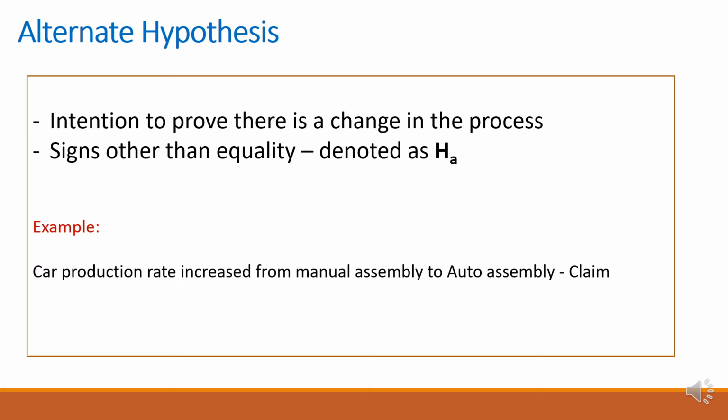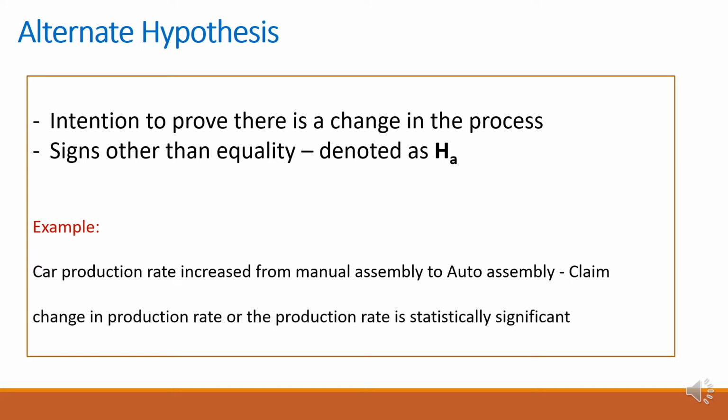We'll see with the same example. Car production rate increased from manual assembly to auto assembly. So here the change in the productivity is statistically significant. That means there is no sample error. The changes may have actually happened in the process. So this is called alternate hypothesis. Here I mentioned one sentence, signs other than the equality. So normally we can make three types of equation from any claim. That we will see with an example.